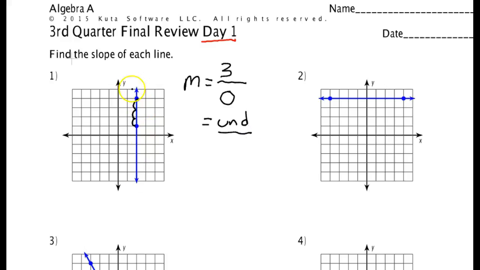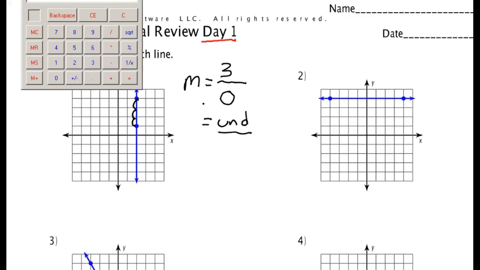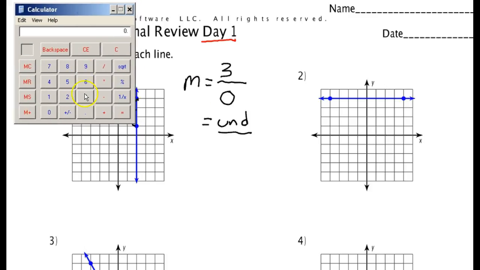Now you might be able to just look at that and see, well, vertical lines are undefined. That's fine as well, but just reminding you, why is it undefined? If you went to a calculator, which you're allowed to use, right? If you went to a calculator and actually typed in 3 divided by 0, right? It says cannot divide by 0. It is undefined, okay? So that's why we write undefined.